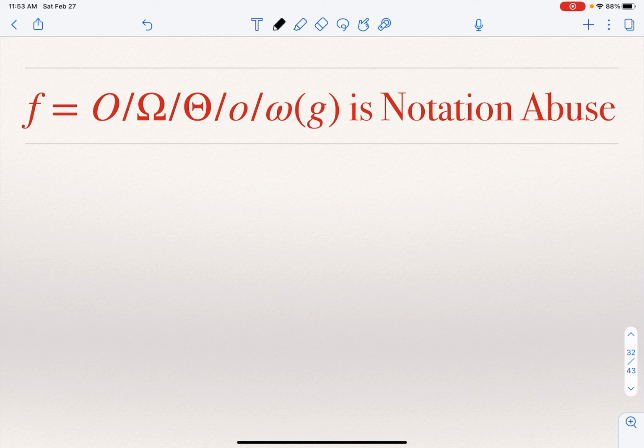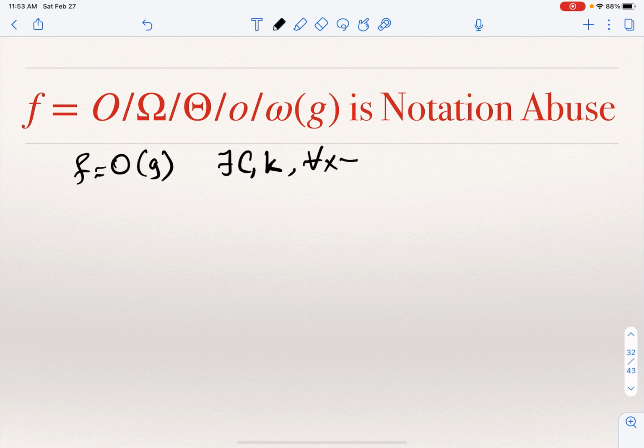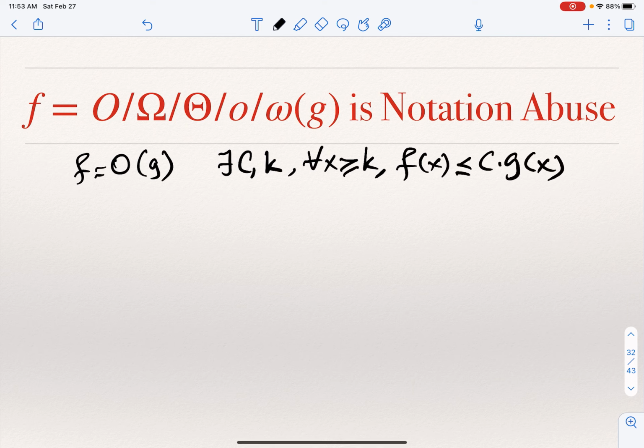When I say f is big O of g, I am saying there exist constants c and k such that for every x greater than or equal to k, f of x is smaller than or equal to c times g of x. Now this is not a function. You can find so many functions g, so many constants, and you can find many functions f that will be O of g. So this notation here, f equals O of g, is really abusive notation.